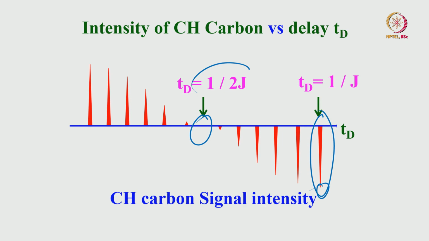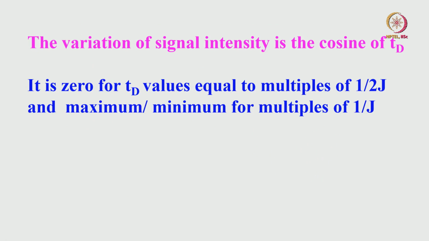So for the CH carbon, you get a singlet, there is a chemical shift refocusing, but also negative intensity, a singlet with negative intensity. And how does the intensity vary? It depends upon the cosine of the angle, the cosine of the delay, and it is 0 for TD values equal to odd multiples of 1 over 2J and maximum at 1 over J.